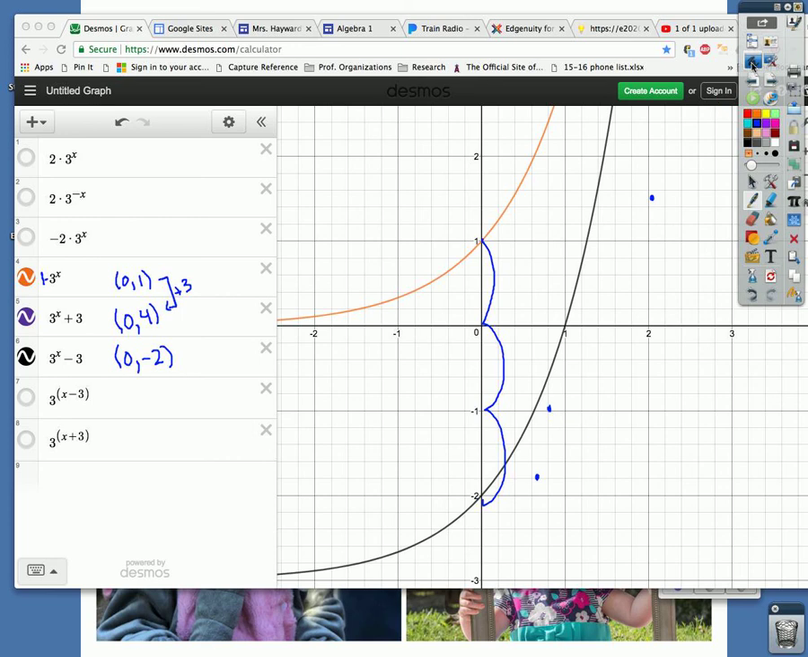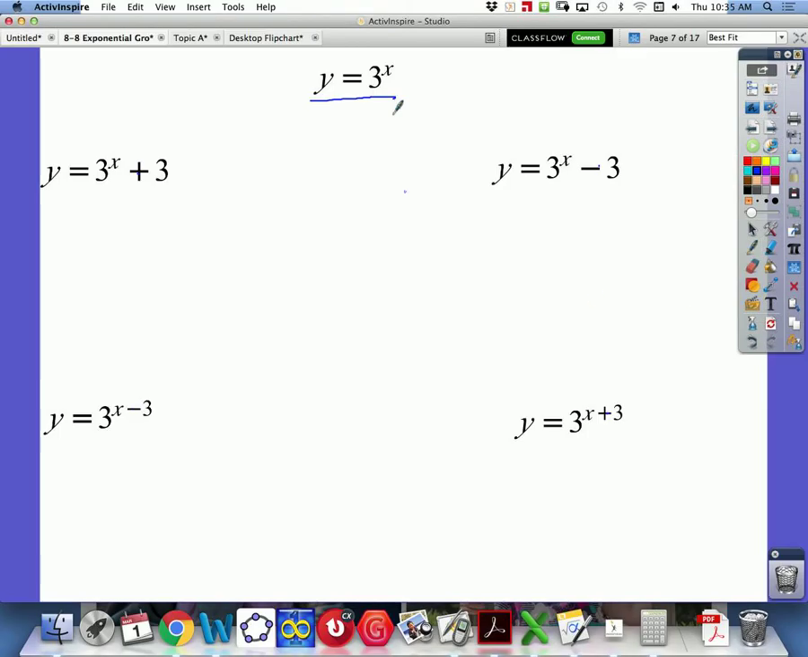So our first 2 rules: if you have the equation, and after it goes up some number, that means that the graph moves up that number of units. If you see it's minus a number, that means the graph moves down that number of units.